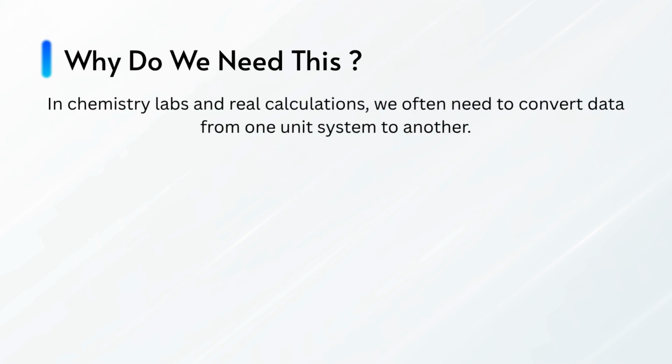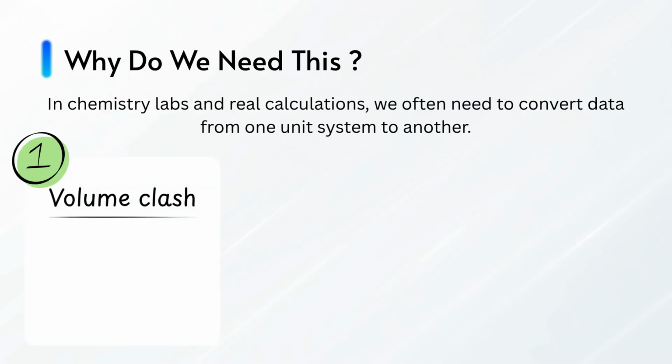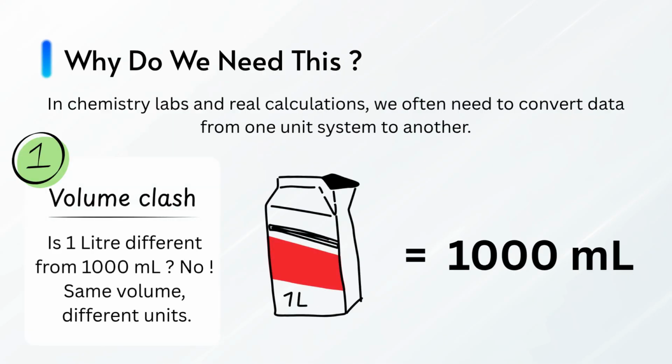In chemistry labs and real-life calculations, we often need to convert data from one unit system to another. Now look at the first example. Is 1 liter different from 1000 milliliters? No, they represent exactly the same amount of liquid. Only the units are different.